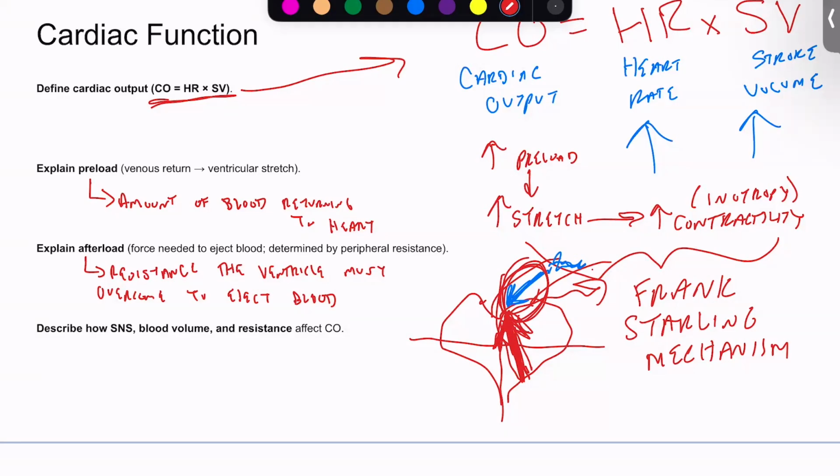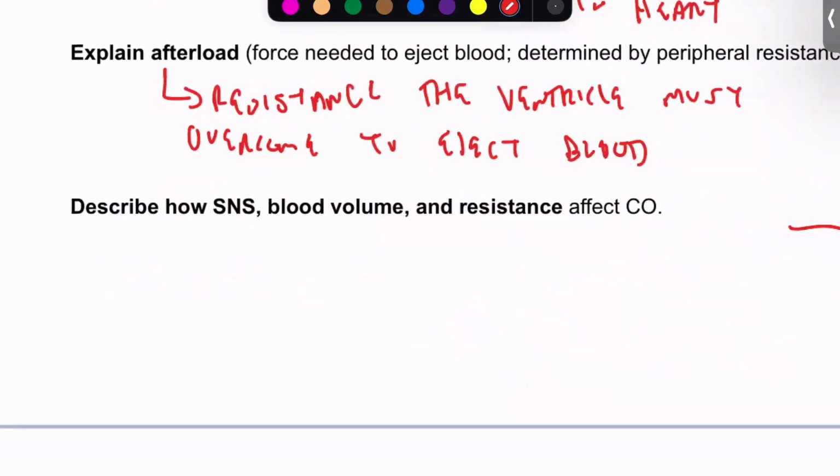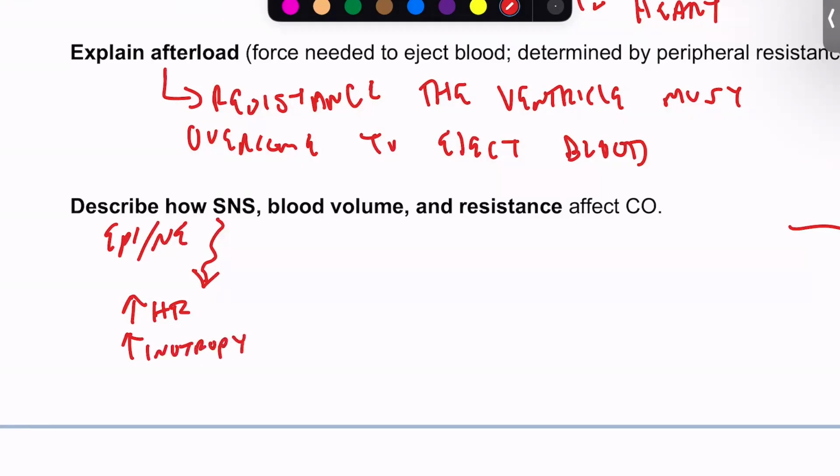And so how does the sympathetic nervous system, blood volume, and resistance all affect cardiac output? Well, our sympathetic nervous system, if you remember, that's our epinephrine and norepinephrine. That's going to cause increased heart rate, increased inotropy. Remember, that means increased contractility, and it's going to lead to increased cardiac output.